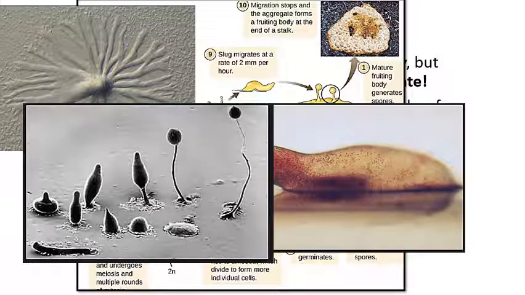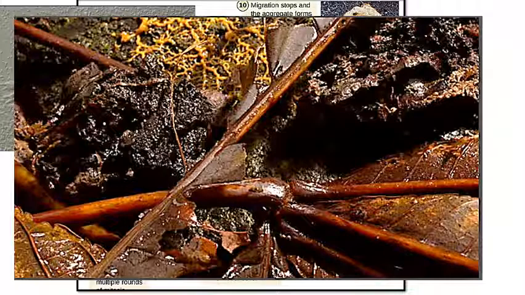Okay, so here's the stalk that's forming, right? Up here we have a little container that's filled with spores. When that container bursts, it will distribute spores all over the forest floor, and then we'll have more of these amoeba wandering around.